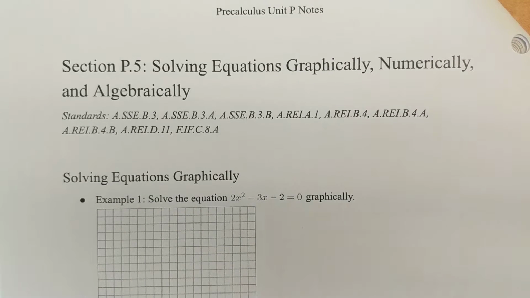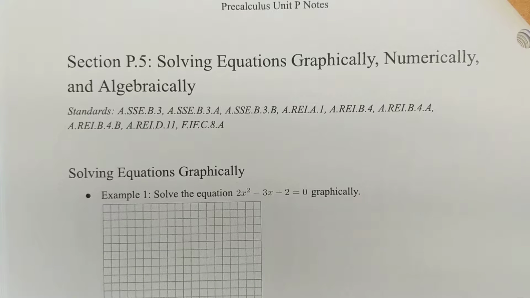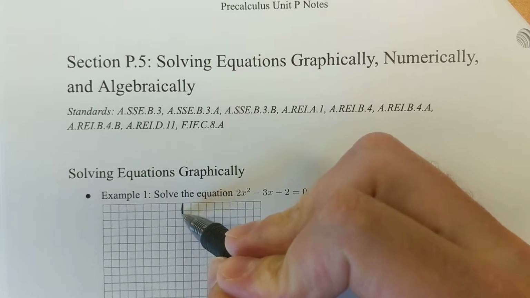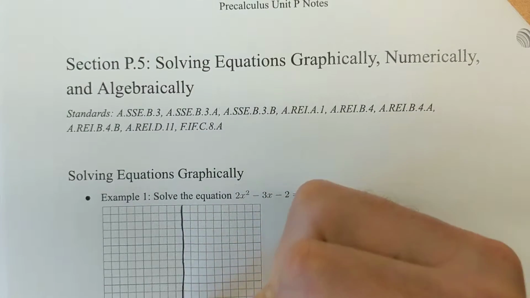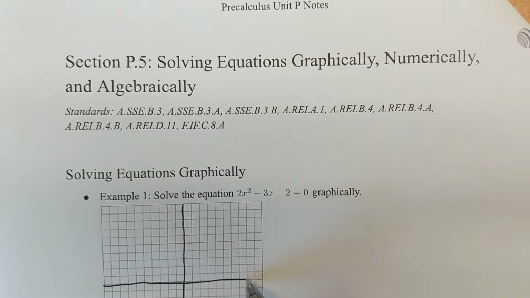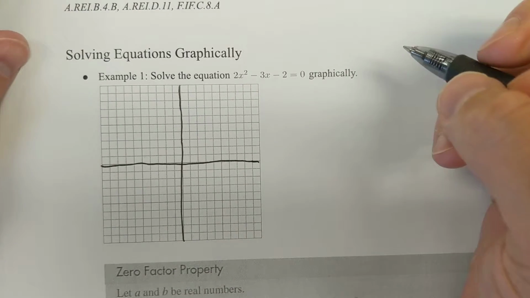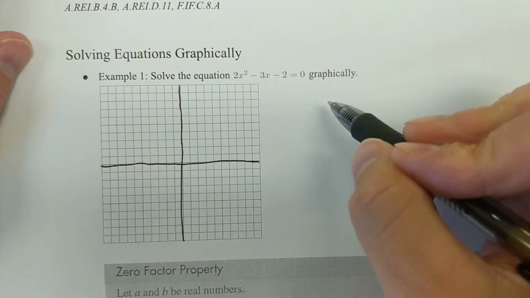Okay, here we have the notes for section P5, solving equations graphically, numerically, and algebraically. So the first way we'll take is graphically. So we're going to solve the equation 2x squared minus 3x minus 2 equals 0 graphically. So first I'm going to draw on some axes here. If you are solving graphically, you are looking for the values where the graph crosses the x-axis.